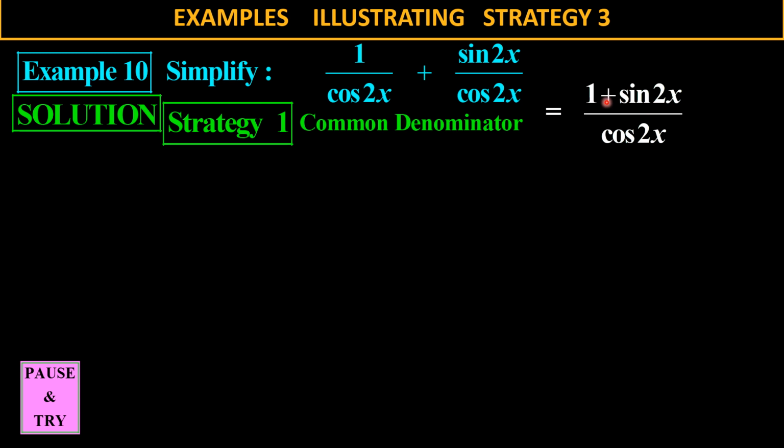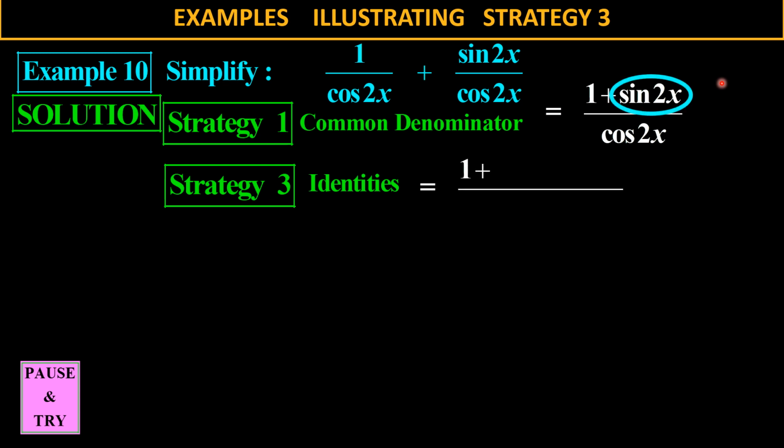there's no like terms. I can't cancel at all. And I can't factorize either. So I have to use strategy 3, an identity. Identity for what? That's correct. There's a sine of 2x. I can write down the identity for sine of 2x, which is 2 sine x cos x.